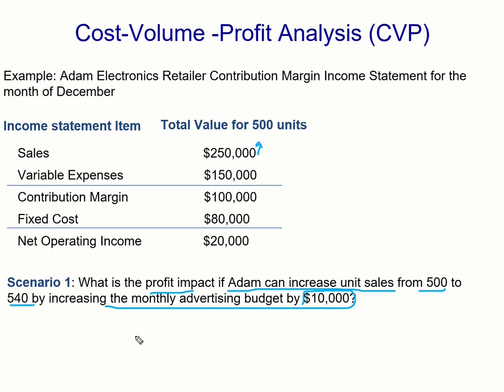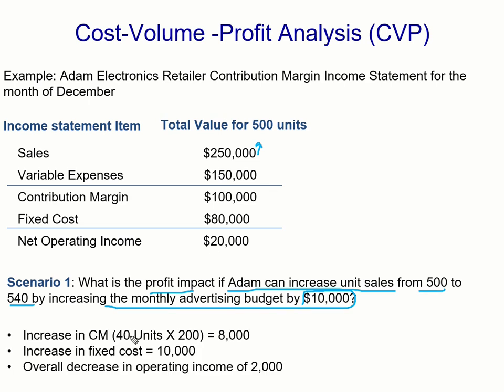Well, we have to find out what happened. Well, here's what happens. We're going to increase sales by 40 additional units. Each unit will contribute $200. As a result, we're going to have an increase in contribution margin of $8,000. Well, the fixed cost, which is the advertising component, will increase by 10,000. So we're going to have a plus 8 minus 10. Is this a good deal? No, overall, it's going to be negative 2,000.